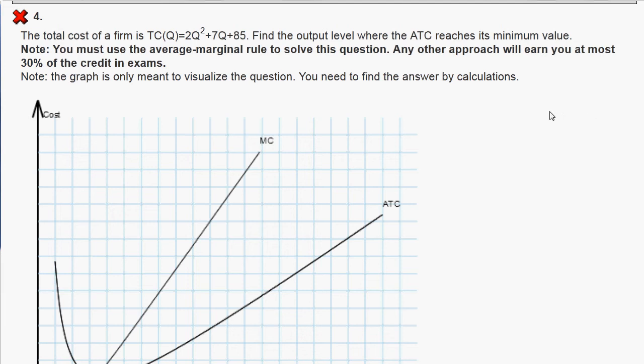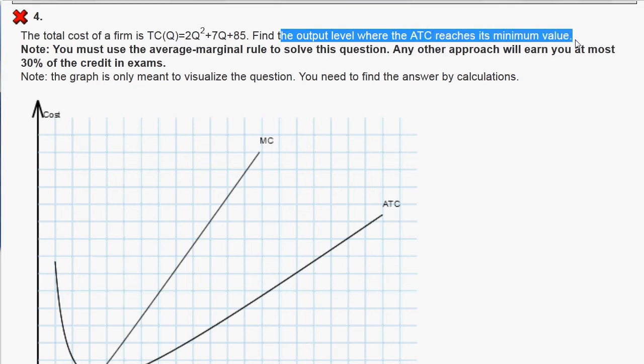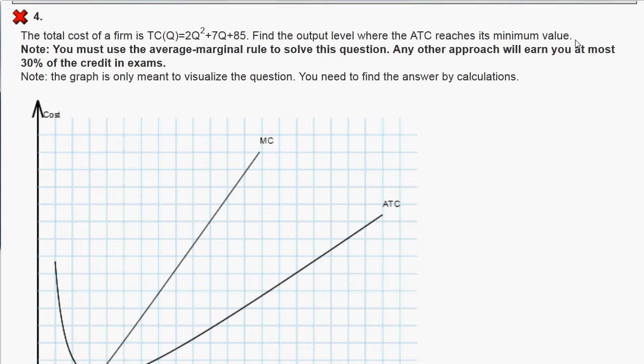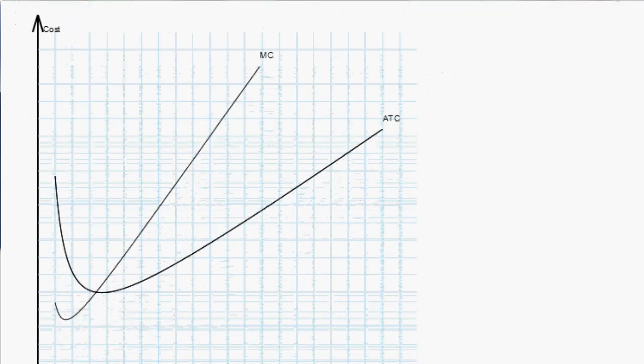Hello everyone, in this video we're going to find the upper level where the ATC reaches its minimum value. This is going to be a big question. Here we have the total cost function of a firm, and that's the only information that we're going to need. To solve this question, first let's look at a graph.